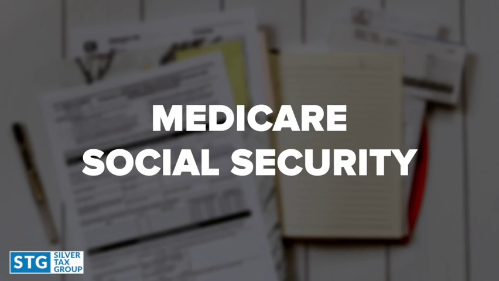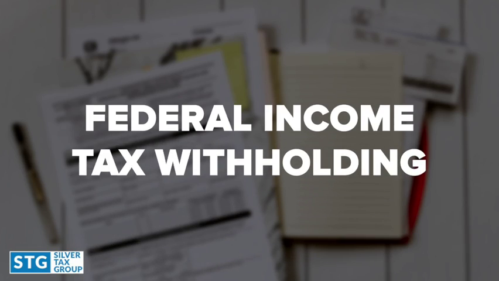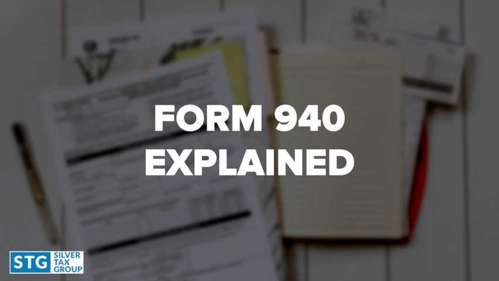An overview. Form 940 is used to report federal unemployment taxes, while Form 941 is used to report Medicare, Social Security, and federal income tax withholding. Generally speaking, Form 940 is due every January 31st, while Form 941 is due 1 month after the end of each quarter.